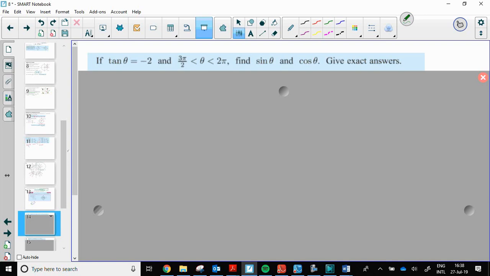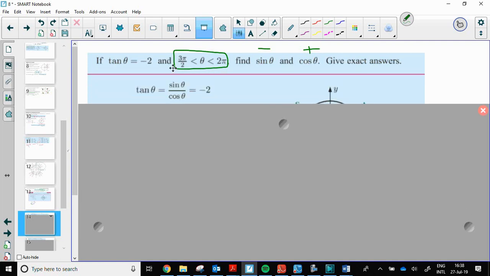So here we're told the tangent value is -2. We also are told that theta is in the 4th quadrant. So that means that sine's going to be negative and cosine's going to be positive. Okay, give exact answers. This one's kind of cute for how we're going to figure out from tangent what sine and cosine are. So we use the fact that tangent is sine over cosine.